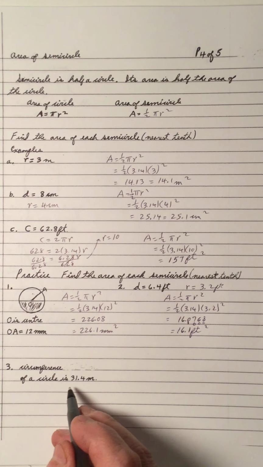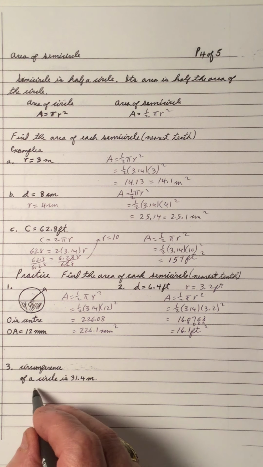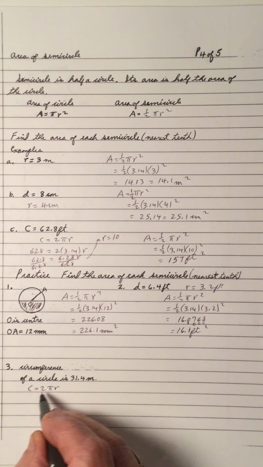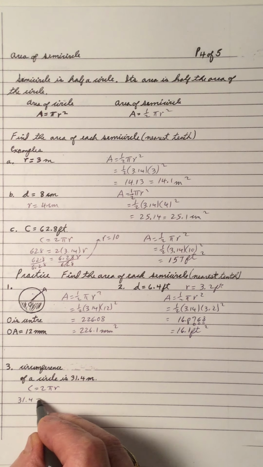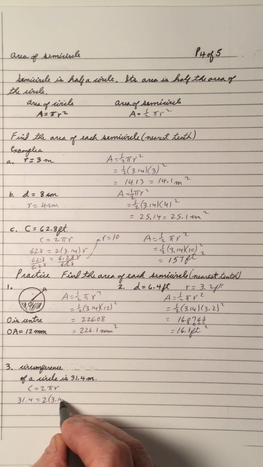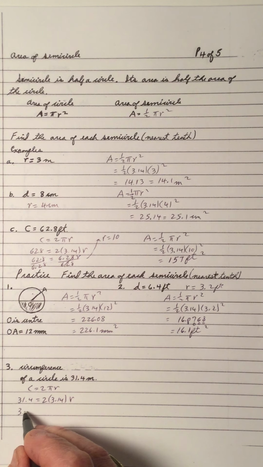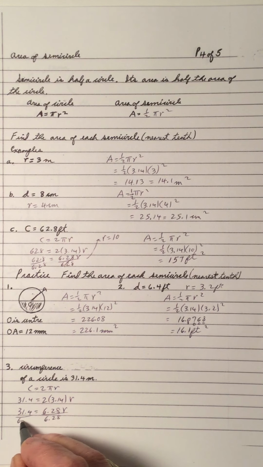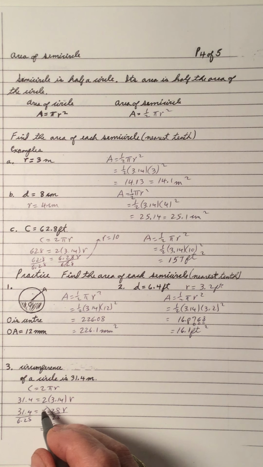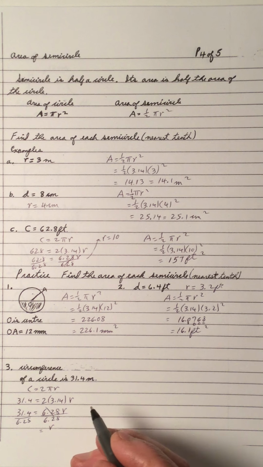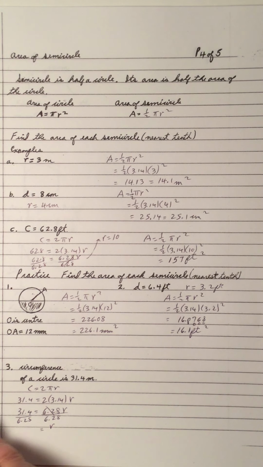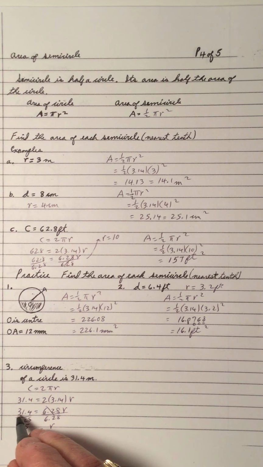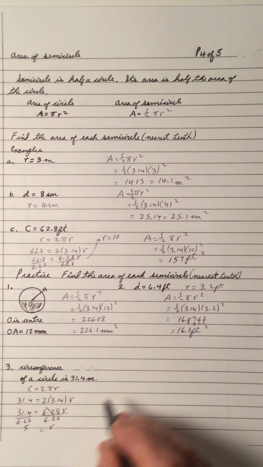And again, we have the circumference of a circle, so we need the radius to get the area. Circumference is 2 pi r. Circumference is 31.4 equals 2 times 3.14 times r. So 2 times 3.14 is 6.28 r. Divide by 6.28 on each side. They cancel, and I get r. When you divide with a calculator, 31.4 divided by 6.28, you get 5.